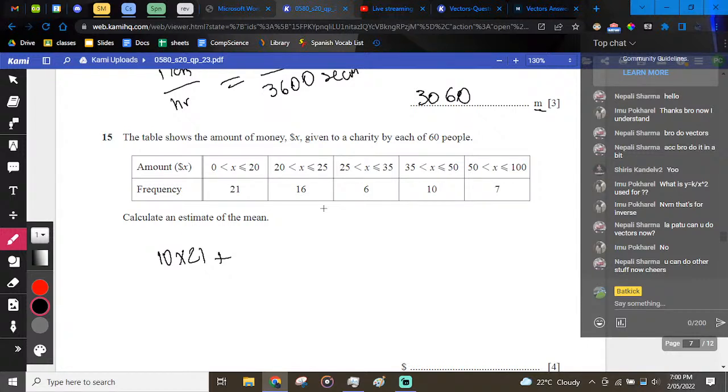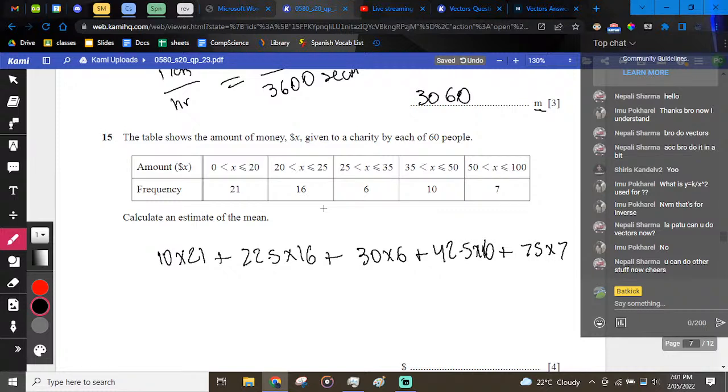Anyway, half of 20 and 25, 22.5 times 16. Half of 20 and 35, 30 times 6. That's half of 35 and 50, 42.5 times 10. Half of 50 and 100, it's a 10. 75 times 7. Sheesh.